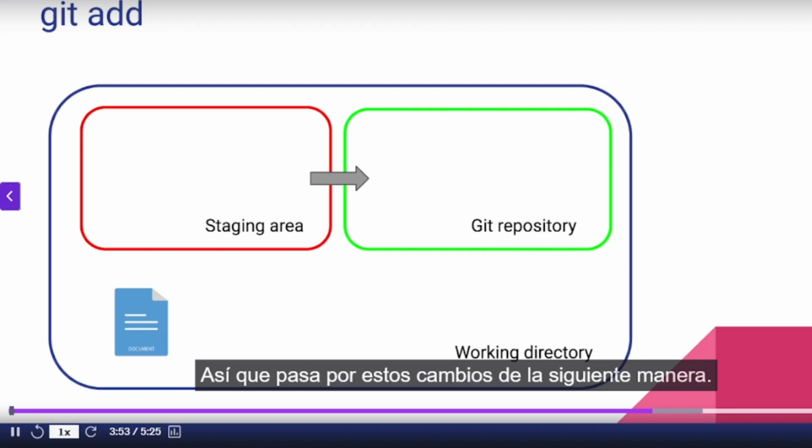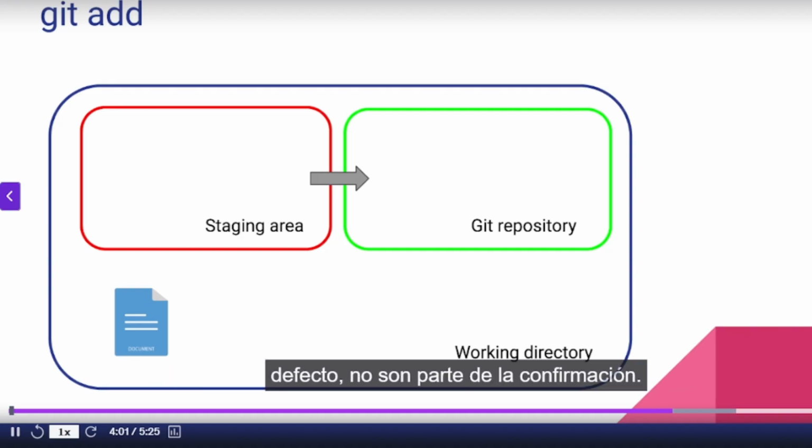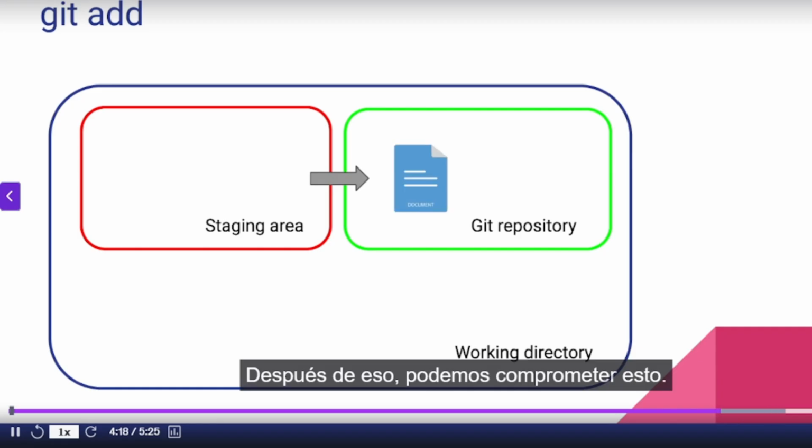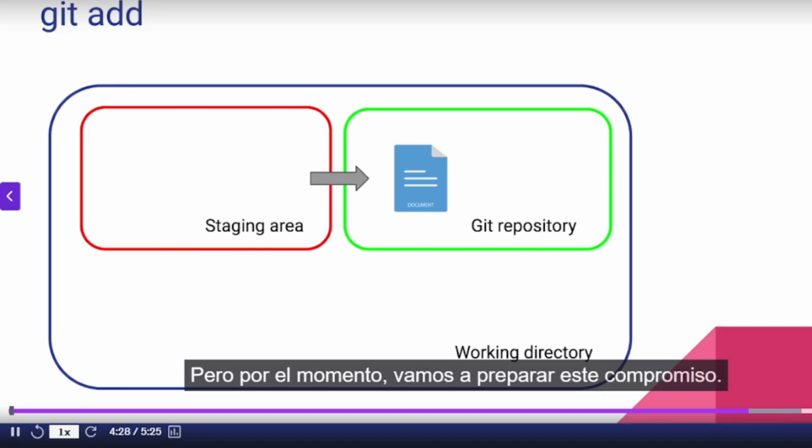So it goes through these changes as follows. First of all, we have made some changes to the folder. By default, they are not part of the commit. And then we transition those changes into this stage. And this stage is called the staging area. It's a stage before we actually commit something. And this is the next step. After that, we can commit this. And there's a reason for this two-step process, which I'll explain in one of the upcoming lectures. But for the moment, let's just get this commit ready.